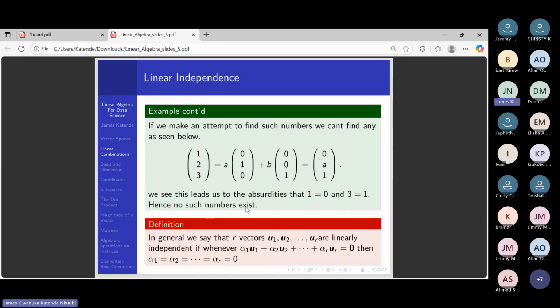Right? It leads us to a strange case where two vectors are said to be equal only if every corresponding component is the same. So in this case, we have 1 here and 0 at the start, which is just not possible. 1 is not equal to 0, and 3 is also not equal to 1. So this vector here is not equal to this vector. There's no such set of numbers, A and B, which will satisfy this equation. So I cannot write this vector as a linear combination of the remaining ones, and therefore that set of 3 vectors is said to be linearly independent.